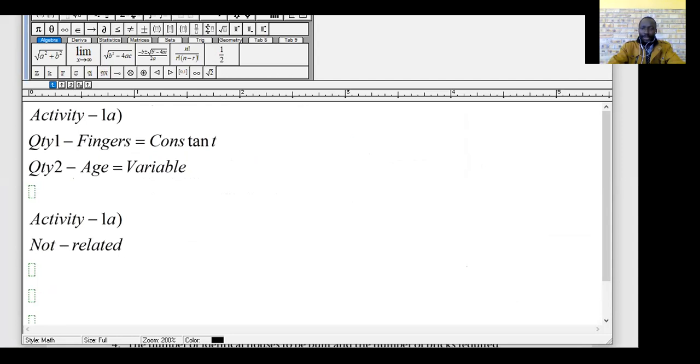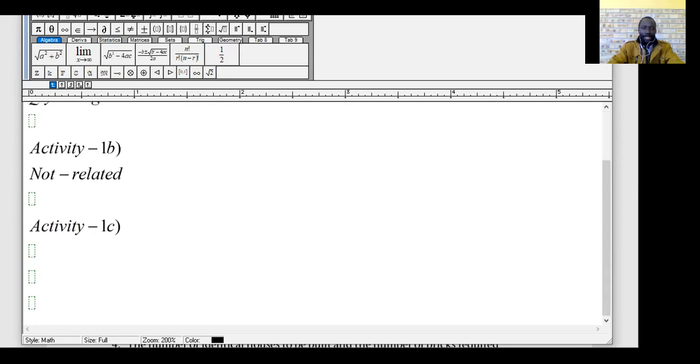And because they are not related, the third part of the question, which would be activity one, part C. How are they related? Well, there is nothing to say here. So we say not applicable.